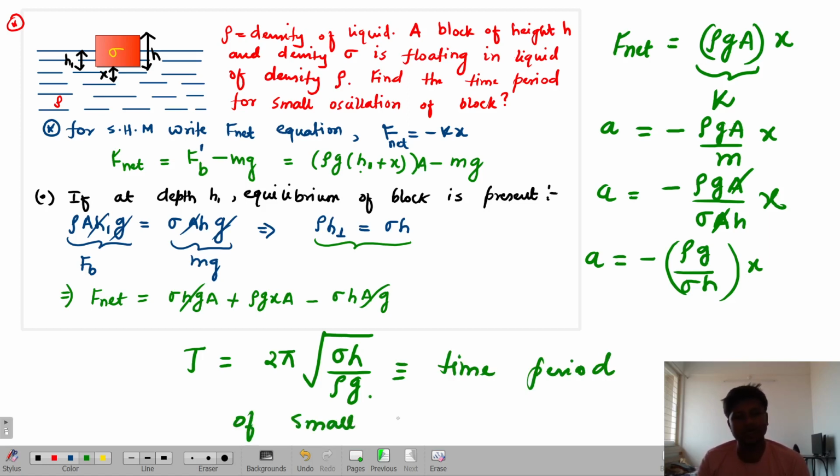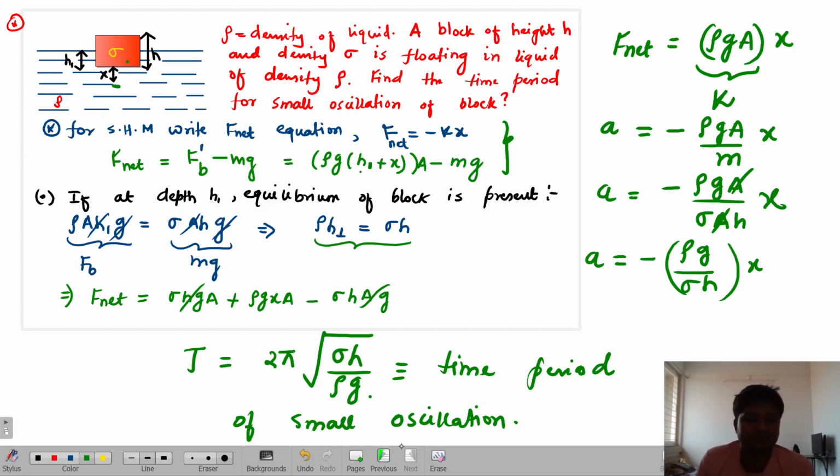So always you have to write the F net equation and the equilibrium equation. You have to always do only one thing: write the F net for a small displacement, meaning after displacing distance x, and at equilibrium write the force equation. You will get whatever is required for a system. Is that clear?